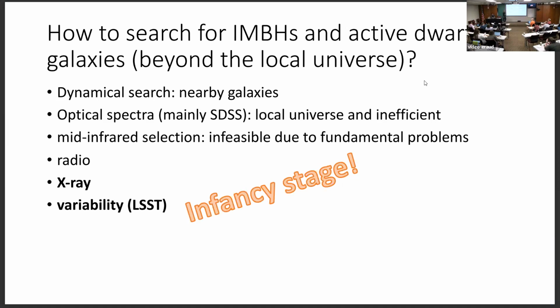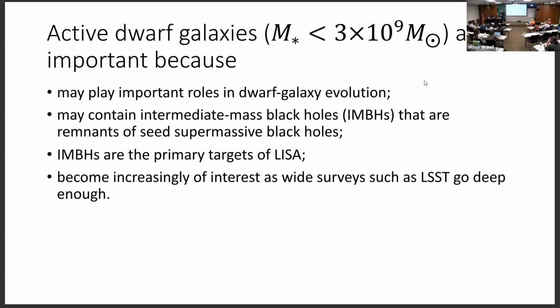Active dwarf galaxies are just dwarf galaxies containing AGNs, and dwarf galaxies are defined as those with stellar mass below a threshold. I think they are a very important population because they may play important roles for the dwarf galaxy population. But for AGN, we may care more about the black holes residing in them. And these dwarf galaxies can contain intermediate mass black holes.